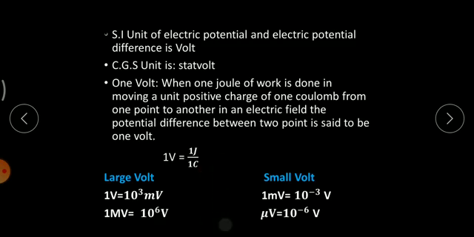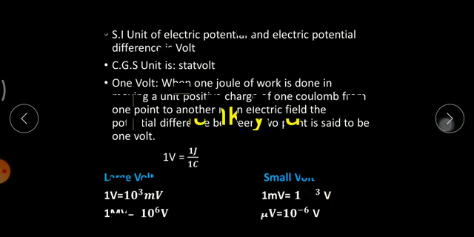Now some large volts and small volts are also there. So always remember these magnitudes. 1 volt is 10 to the power 3 millivolt, and 1 megavolt is 10 to the power 6 volt. So these are certain large units, whereas certain small units are also there. 1 millivolt equals 10 to the power minus 3 volt, whereas 1 microvolt is 10 to the power minus 6 volt. So these are certain magnitudes which you have to remember.